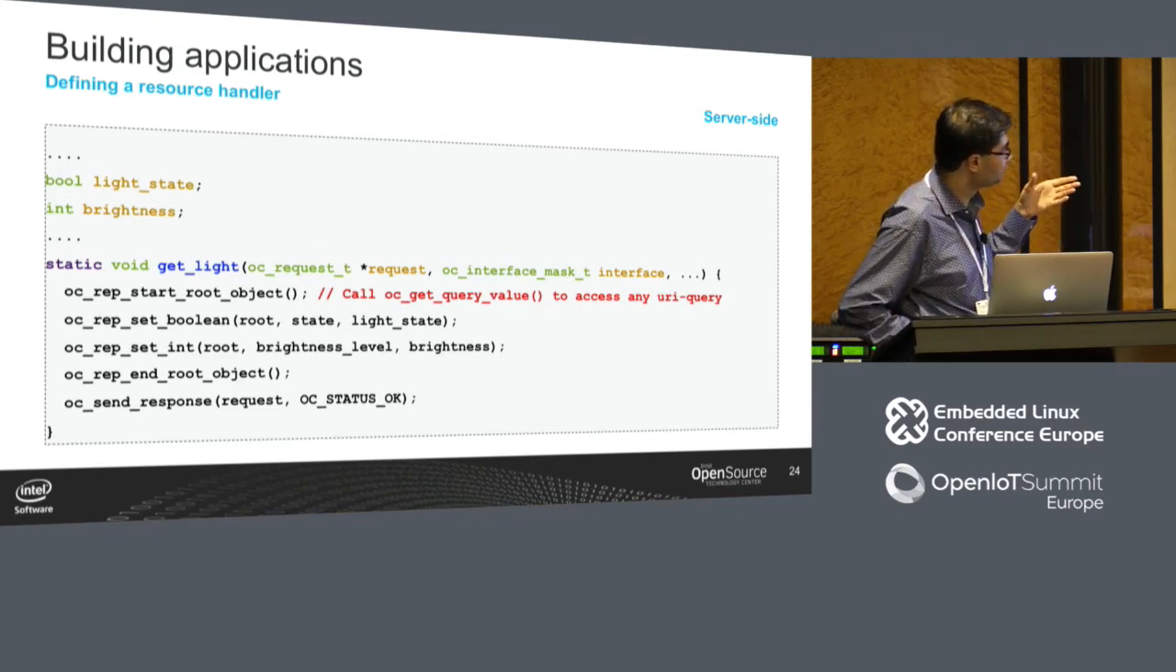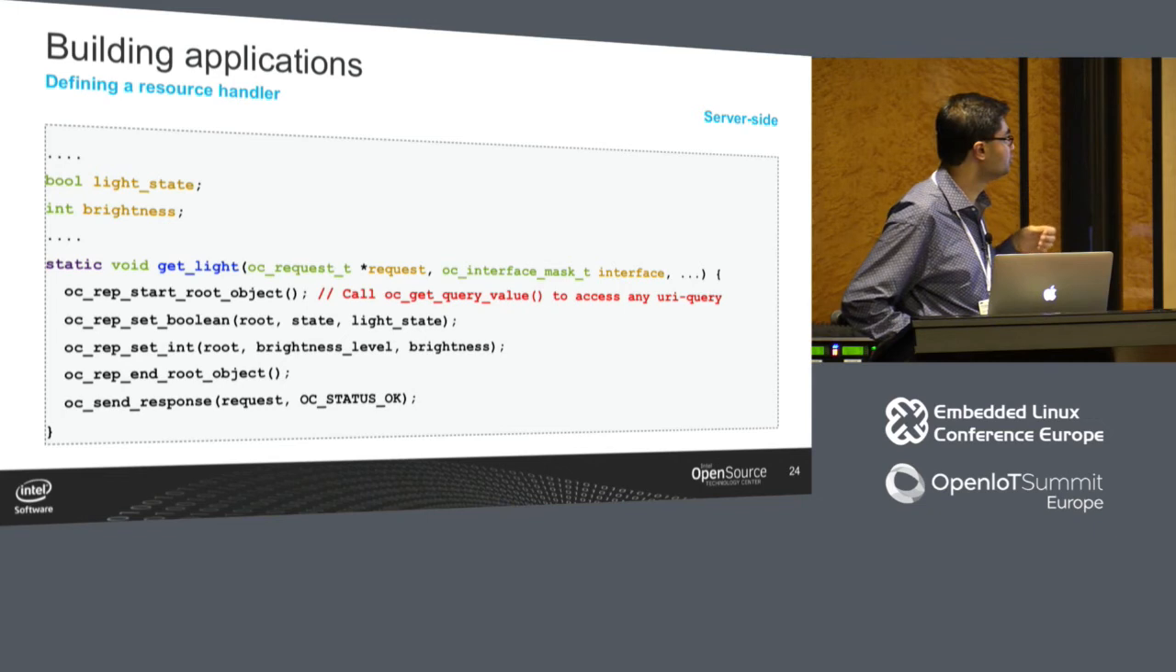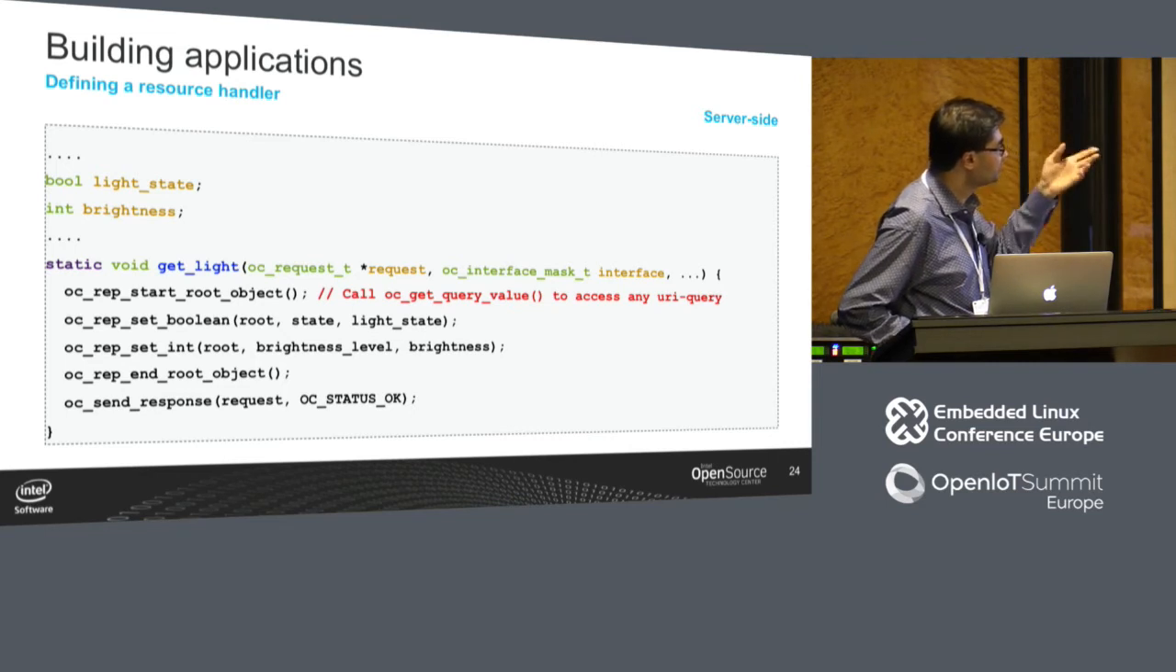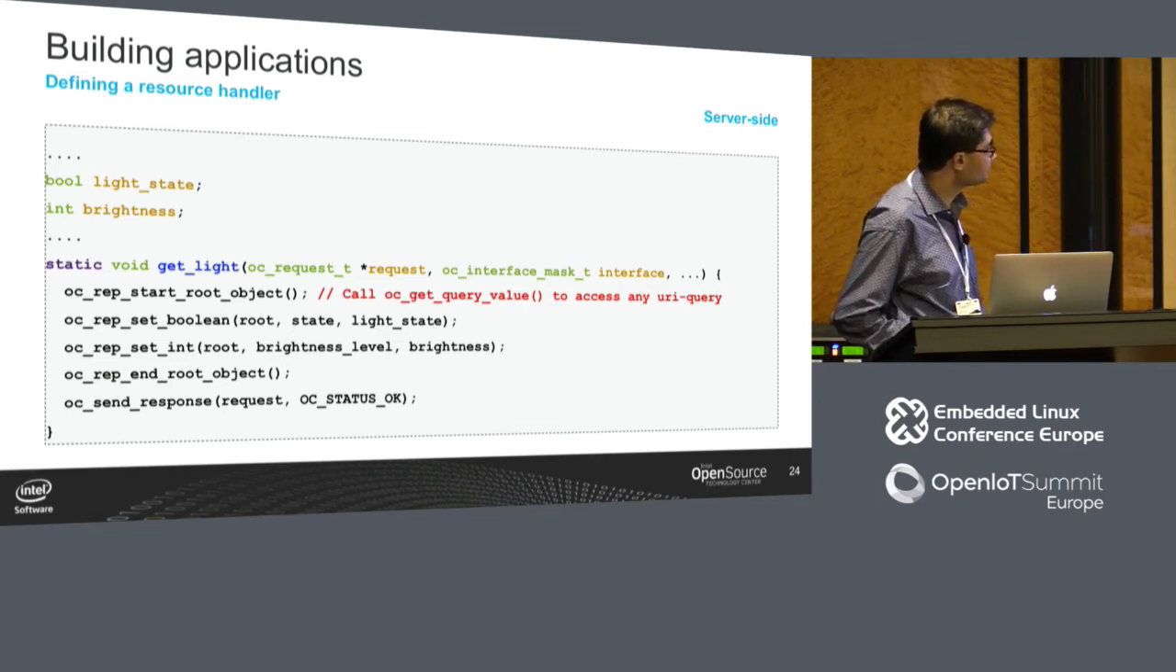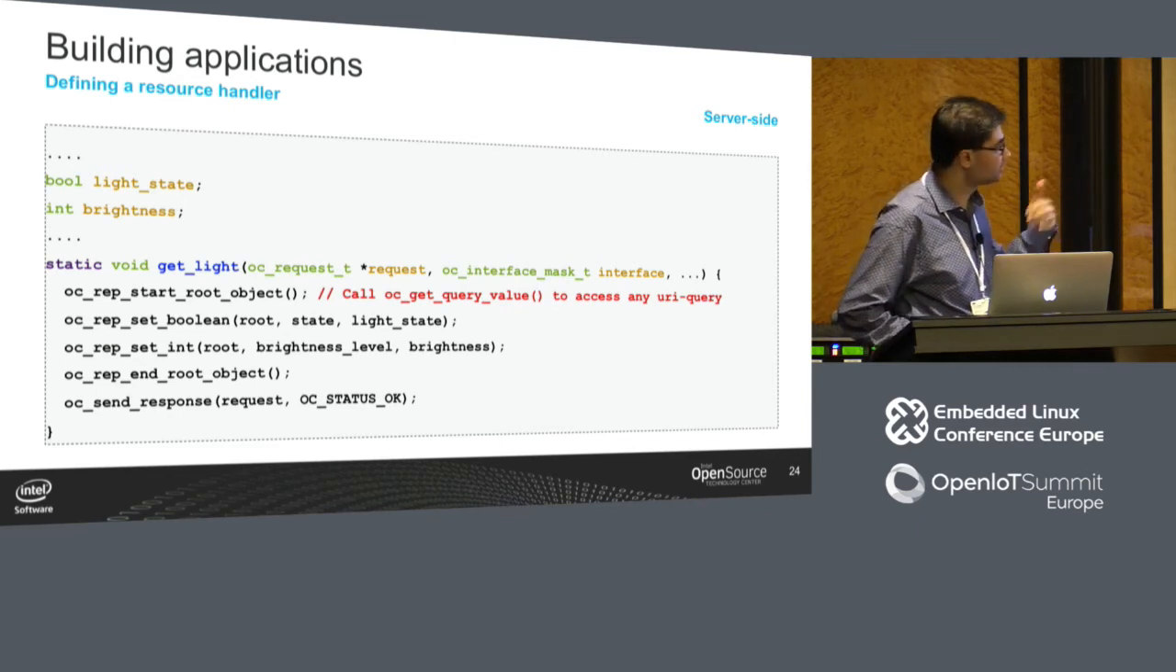And as you can see here, the representation consists of an object with two properties, state and brightness level, and they are being set from the application. What you see here are basically a set of macros that are part of the IoTivity constrained APIs, an attempt to simplify the process of encoding representations. And we send a response.